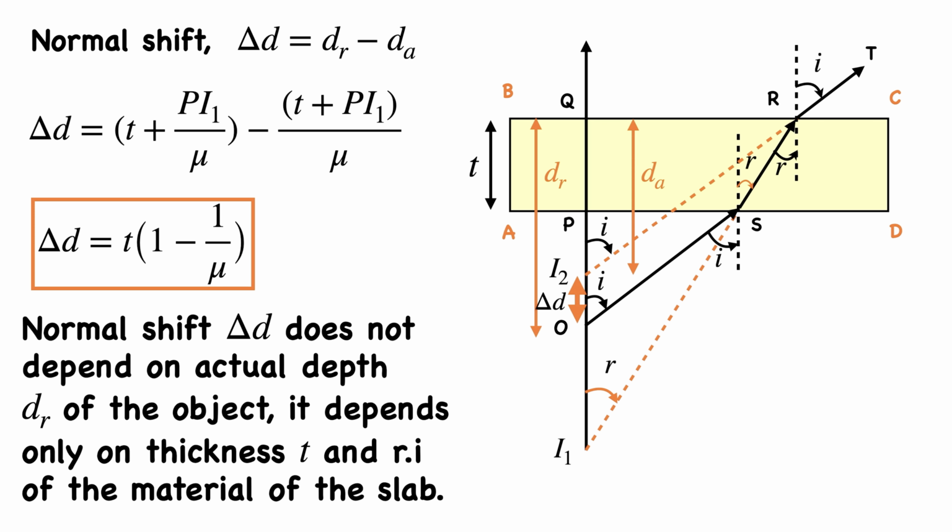Normal shift delta D does not depend on the actual depth dr of the object. It depends only on the thickness T and the refractive index of the material of the slab. In this equation, there is no term containing dr. So, if the object O is just below the surface of the glass slab, that is just below the surface AD, it would have been the same equation, that is delta D equals T times (1 minus 1 by mu).